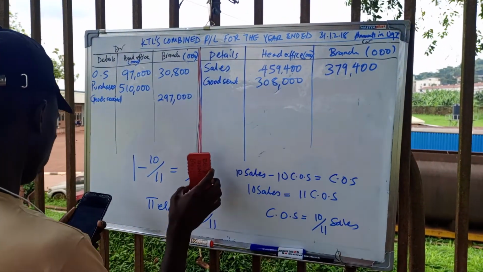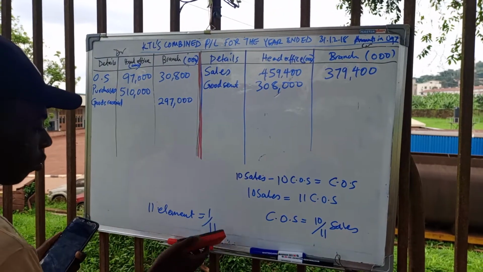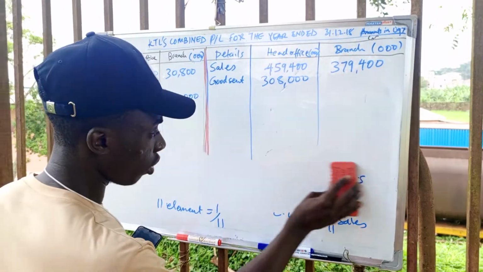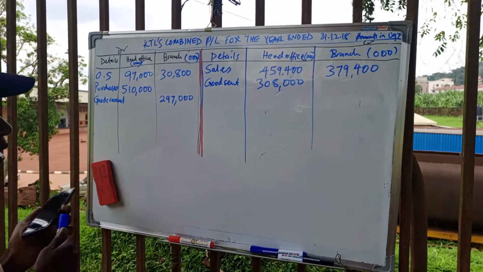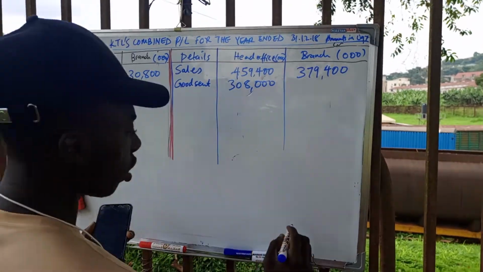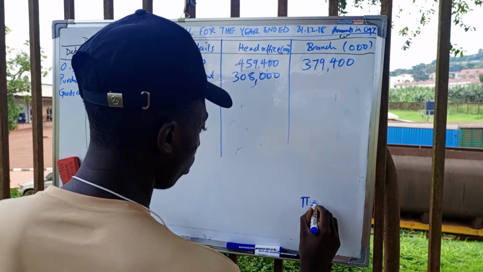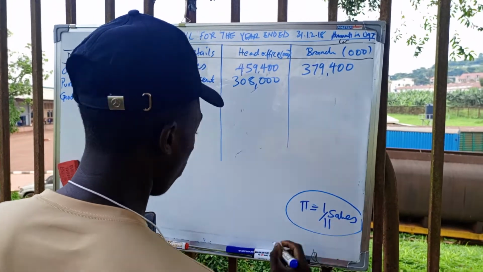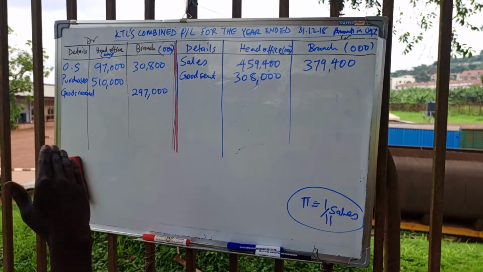So I start. Of course, the reason why they gave you the markup is to get this profit element, and we have gotten it as 1 out of 11. So I'm going to recognize that my profit element is equal to 1 out of 11 of the sales figure. So this is what I'm having in my head. At this point in time, you're supposed to recognize those profit elements.